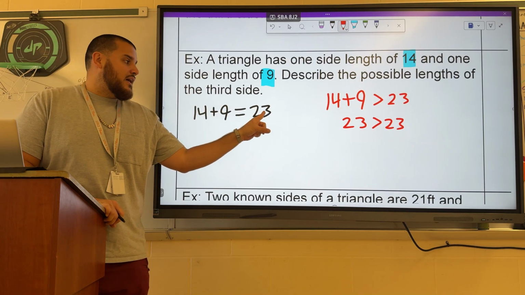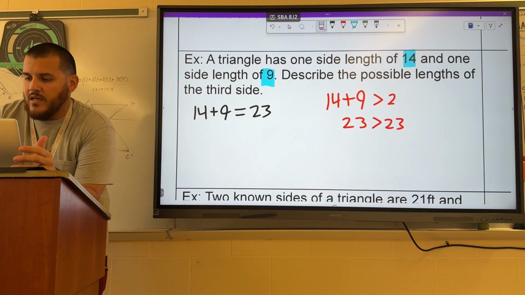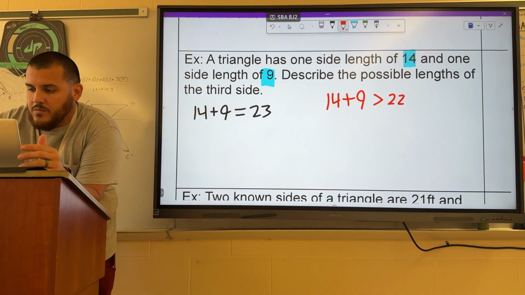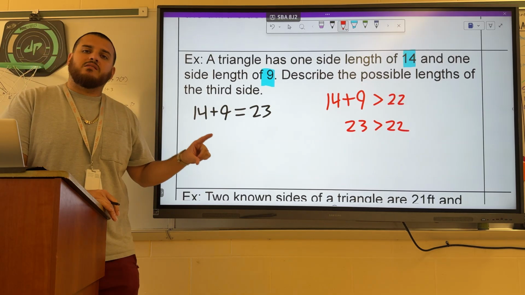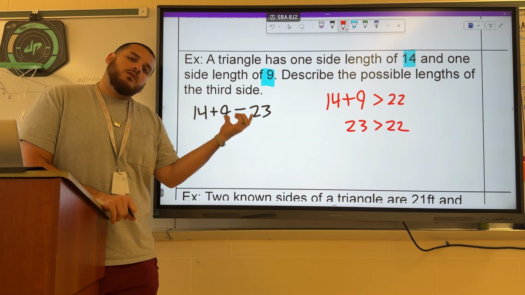However, if we have a side length that is smaller than 23 for our third side, we would see that this does work. For example, 22 is smaller than 23. 14 plus 9 is 23, which is greater than 22. So that triangle is possible. So we cannot be as high as 23, but if we're below it, we're safe.